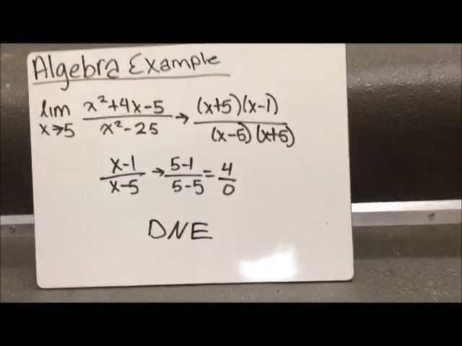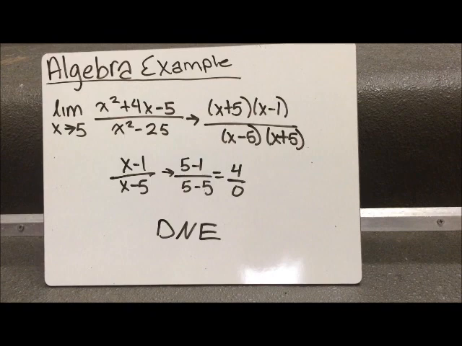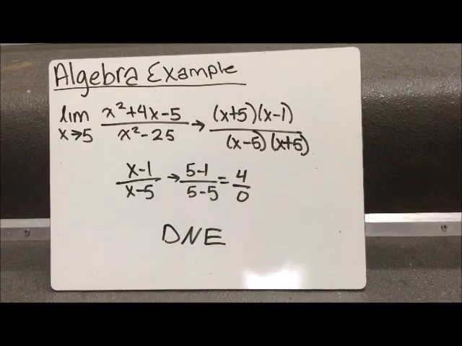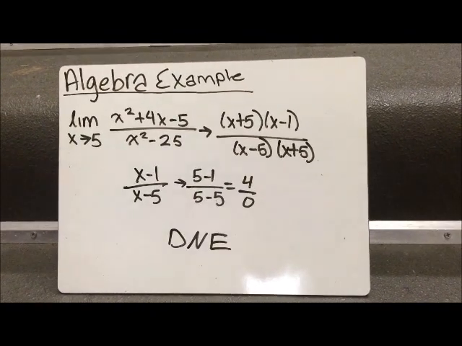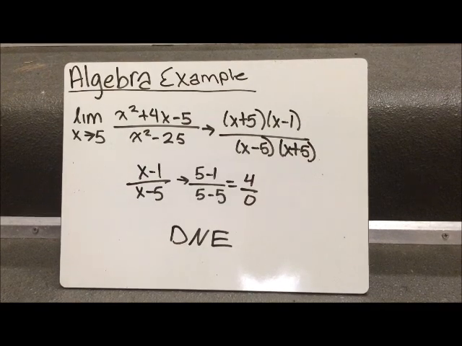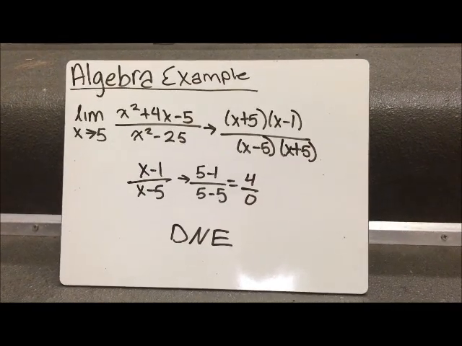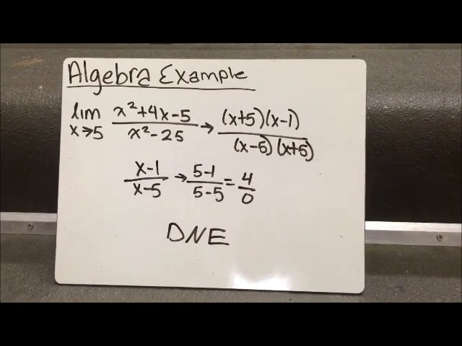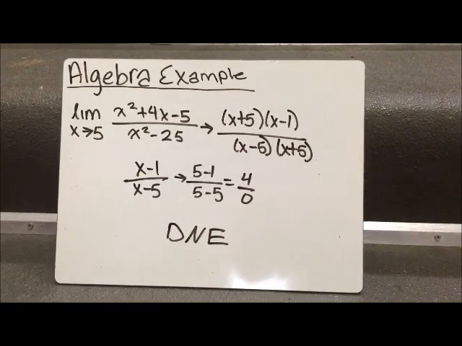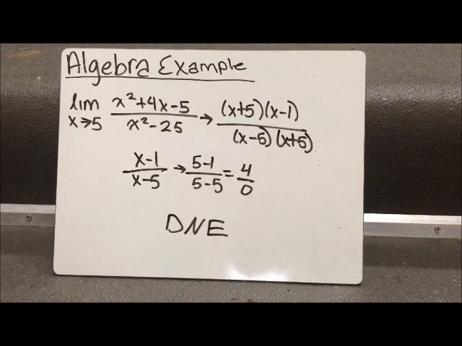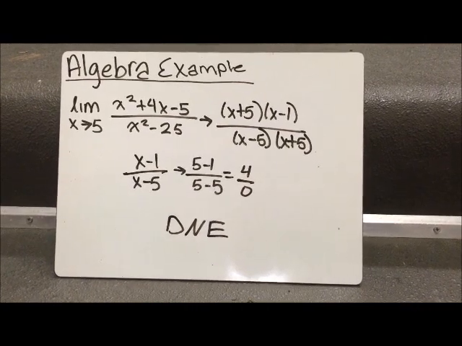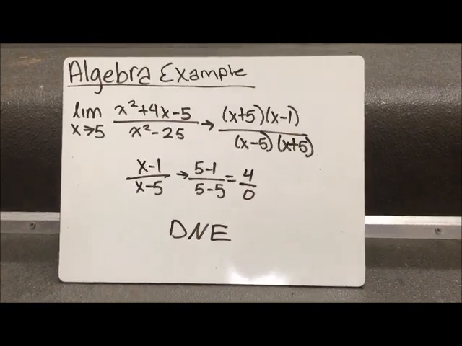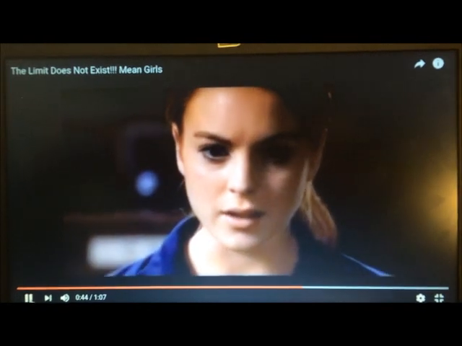Another example of this is the limit as x goes to 5 of x squared plus 4x minus 5 over x squared minus 25. The first thing to do here is to factor, and you can see that the x plus 5s will cancel. When you get down to your new problem and you plug in 5, you'll see that you eventually get to 4 over 0, which you can't divide by 0, so the limit as x approaches 5 does not exist.